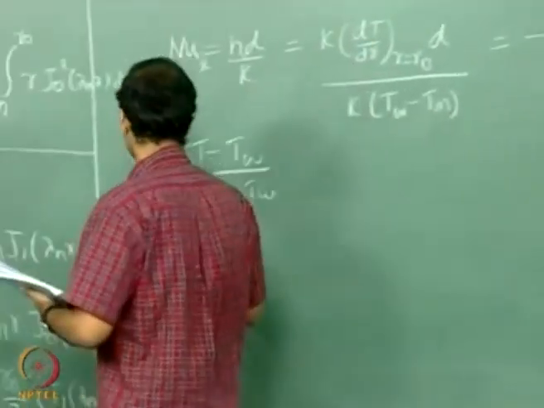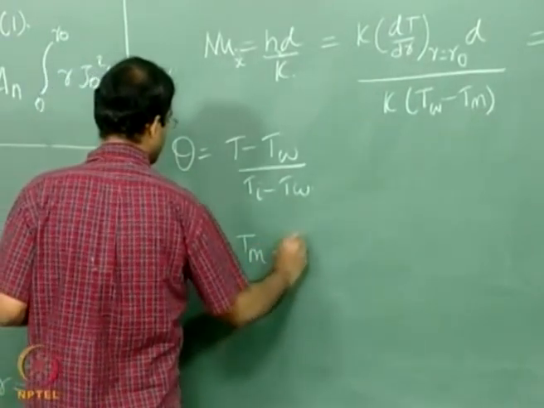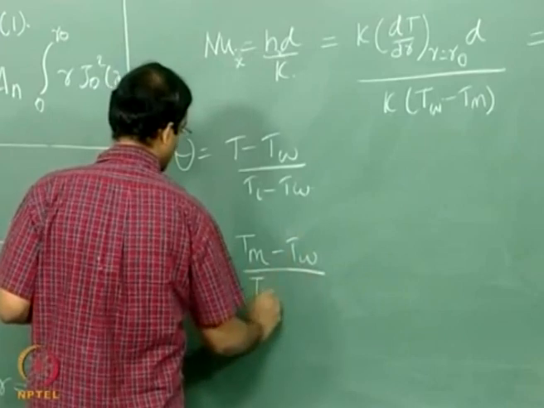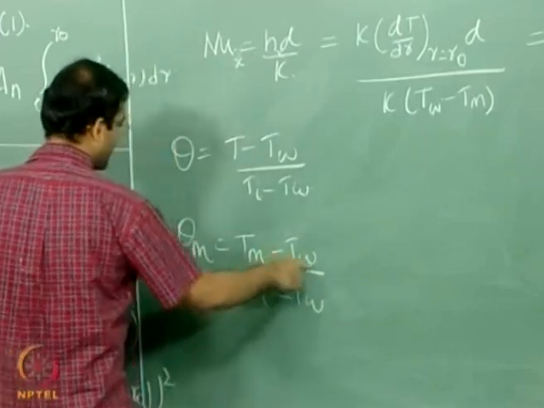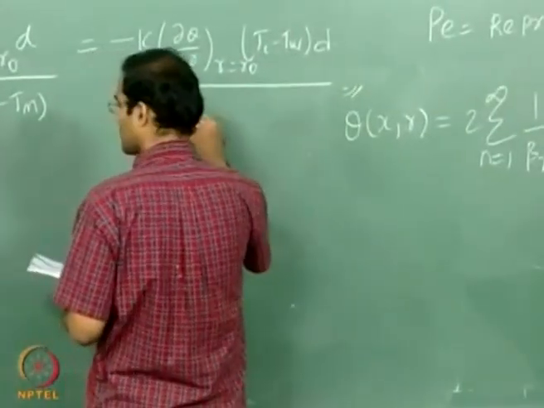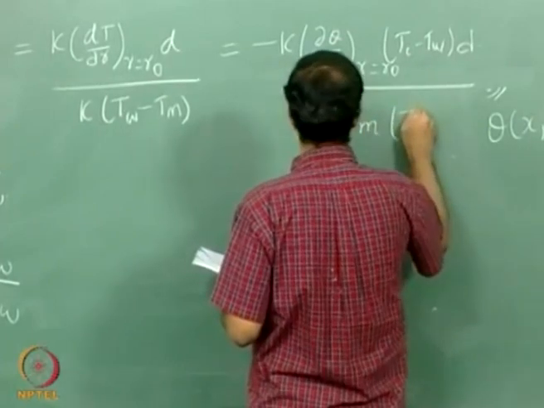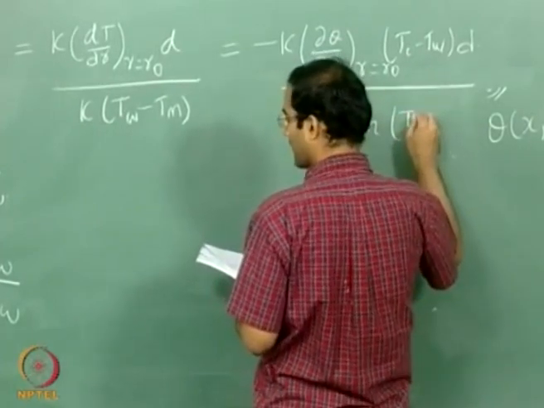So I can define theta mean as T mean minus T wall by Ti minus T wall. So I can write T mean minus T wall as Ti minus T wall into theta m. So k into theta m into Ti minus T wall.